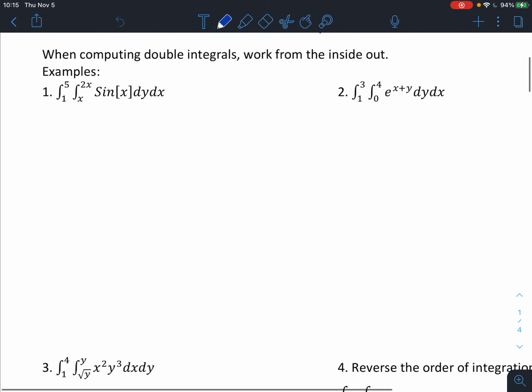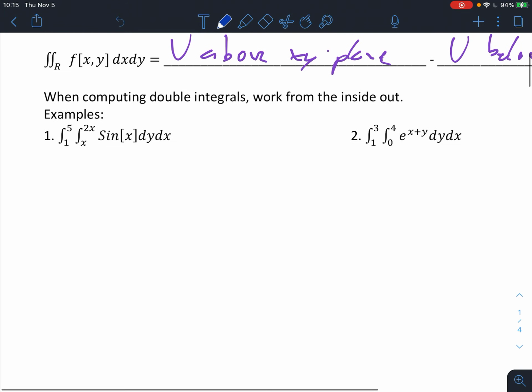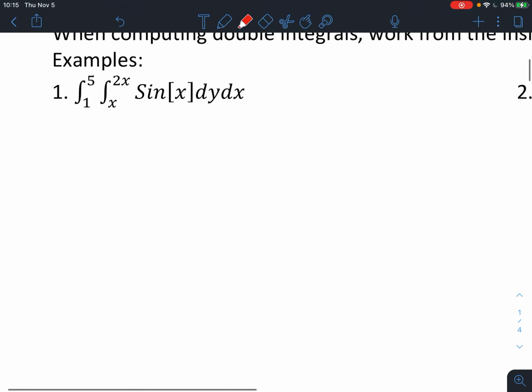When computing double integrals, you always work from the inside out. So for this first example, we're going to be doing dy first, and then dx after that. When integrating dy, we're integrating sine of x with dy. Sine of x is basically just a constant.